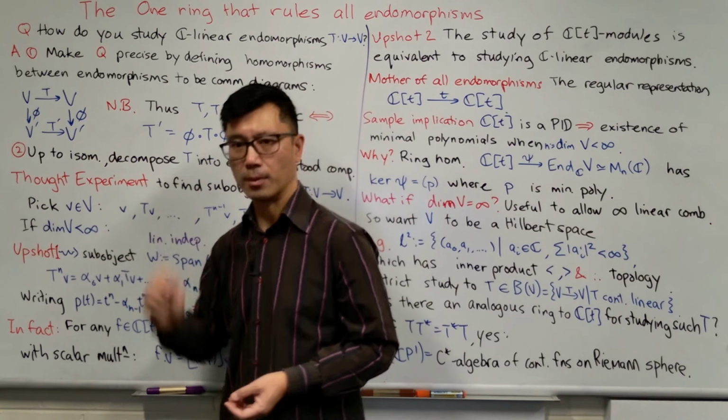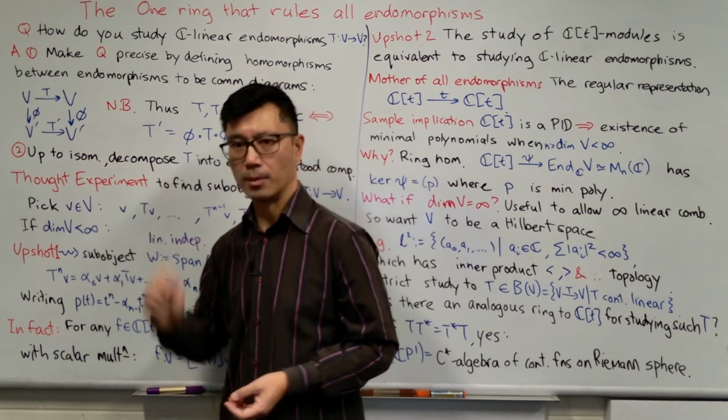Actually, there's a lot more going on, so let me just tell you what's going on. And so the key point that I want to get across in this video is that this C[t], this polynomial ring over the complexes in this one variable, is the one ring that rules all endomorphisms. Okay, so this fact is getting us towards this.